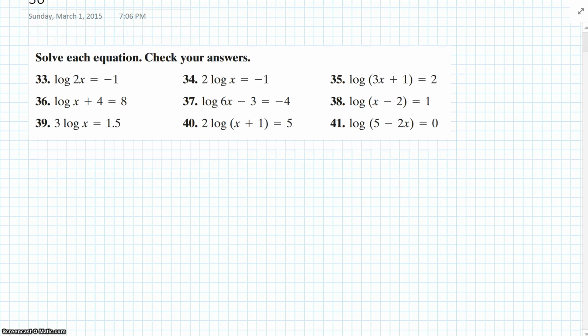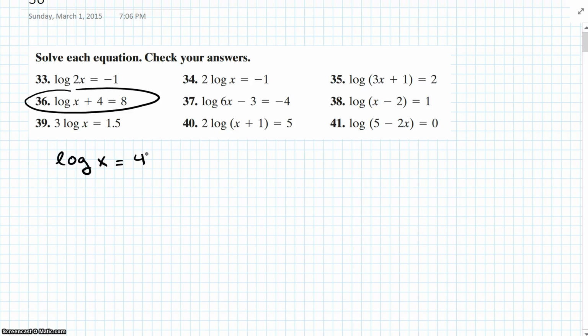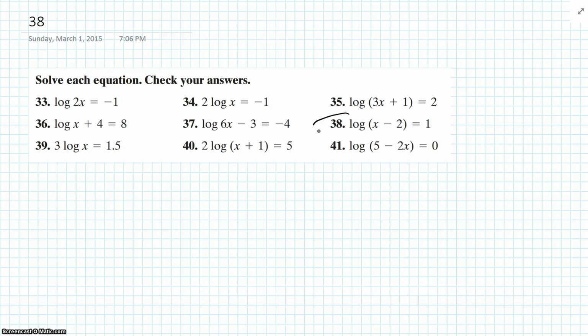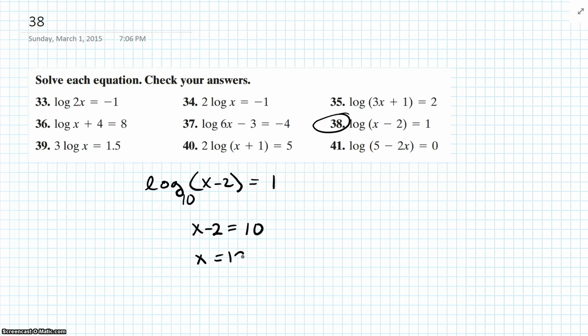All right, 36. The log of x plus 4 equals 8. So the log of x equals 4, subtracting 4 from each side. It's a base 10. So x is going to equal 10 to the 4th. Well, 10 to the 4th would be 10 times 10 times 10 times 10. So x would be 10,000. Okay, 38. So I have log of x minus 2 equals 1. So it's a base 10, so I can say x minus 2 equals 10 to the 1st. So add 2 to each side, so x equals 12.